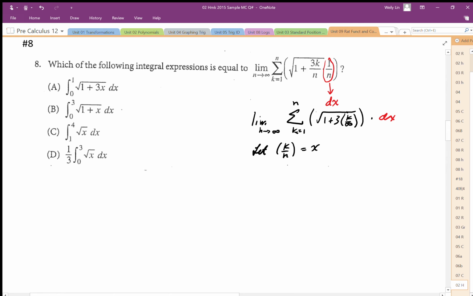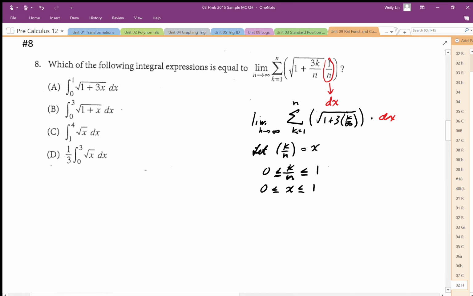So we're going to say that k over n is equal to 0 when k is 1 and n is infinity, and it's going to be equal to 1 when k is infinity and n is infinity. And so what that means is we can let the x values, if we interpret that as x, go from 0 to 1. Now, when I replace this, I'm going to do this in different colors so you can follow along.